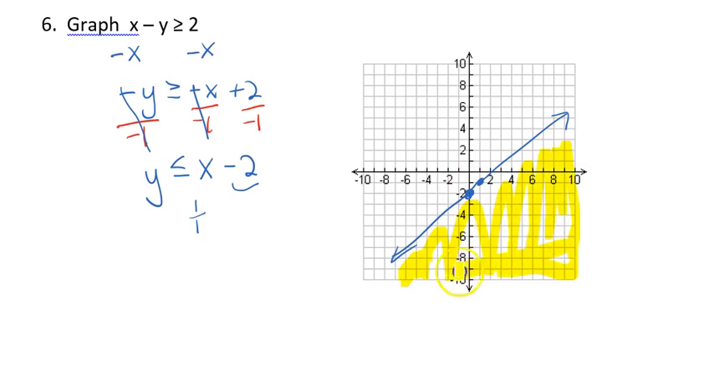Now, please be careful on these, because if you had looked at that original problem and had not gotten the y by itself, you may have thought that it would be greater than and you would be shading on top. You have to get the y by itself. You have to flip the sign when you divide by a negative, or you will get your shading wrong. Okay, you might get your line right, but you will get your shading wrong. So make sure that you're paying attention to those details. And that concludes this lesson.